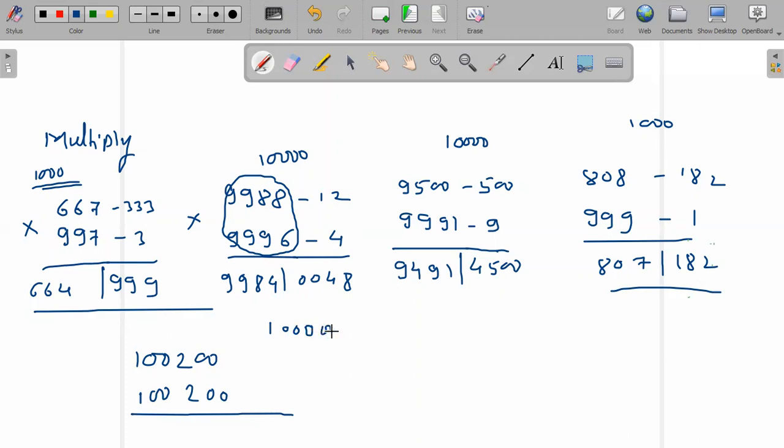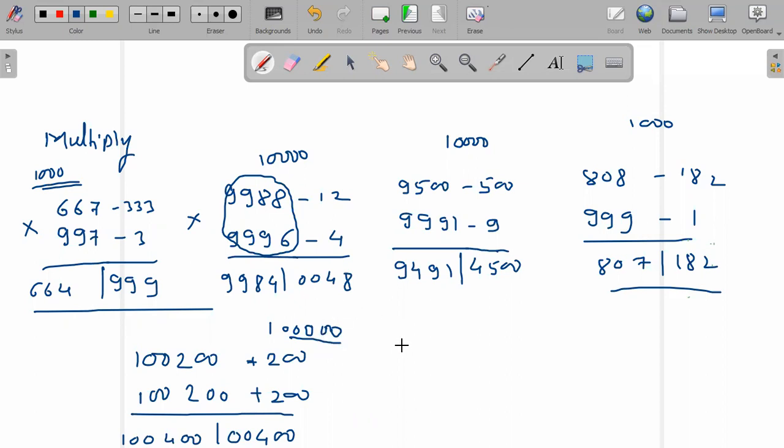100,000. This will be the base. What will be the subtraction? 200 minus 200. Addition, sir. Yeah, plus. How many digits should be there? There should be 5 digits. But 2 into 2, 400 is there. So 0, 0, 4, 0. And I want to add this. Right? This is the answer.